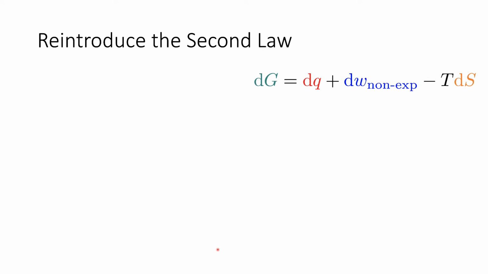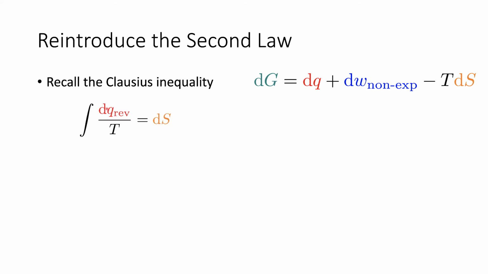Okay, let's go back to the second law. What did we talk about in the second law? Well, if you remember the Clausius inequality, it simply said that for a reversible situation, the integral of the heat flow over the temperature is equal to the entropy change. Okay, let's do a quick rearrangement. We can see that we're going to get an expression for T dS. This is telling us that our reversible heat flow is a product of the temperature and the entropy change. So this we can now substitute into our equation.